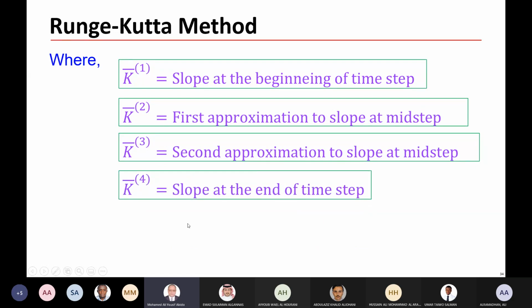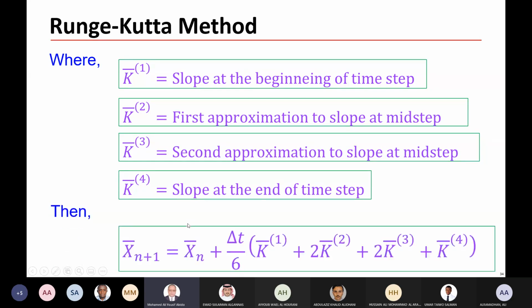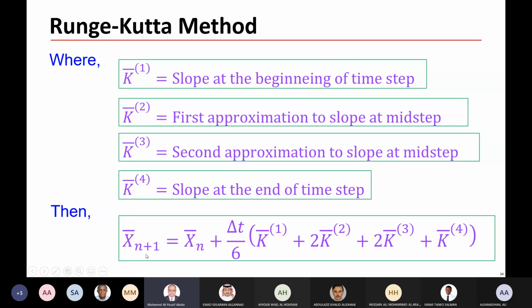These are the slopes at the beginning, the approximation at the mid step, and then again a slope at the end of the time step. Then you can write x of n plus 1 equal to xn plus delta t over 6, k1, 2 k2, 2 k3 plus k4. So you can use this Runge-Kutta method also to solve the swing equation.